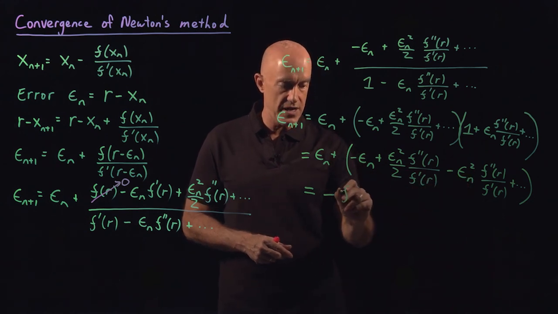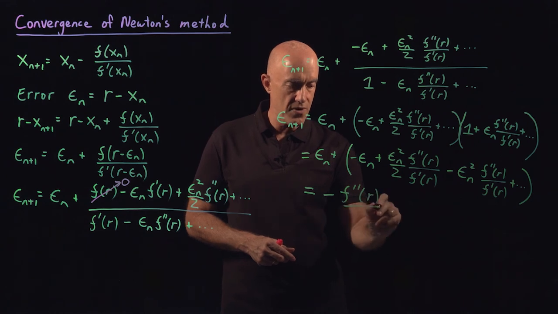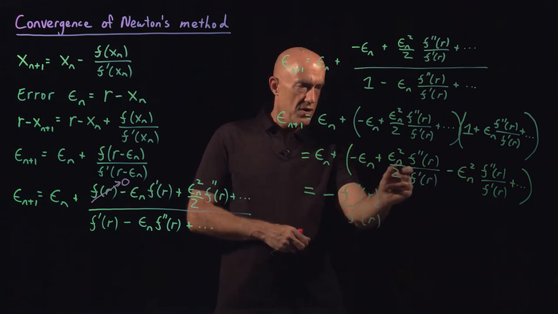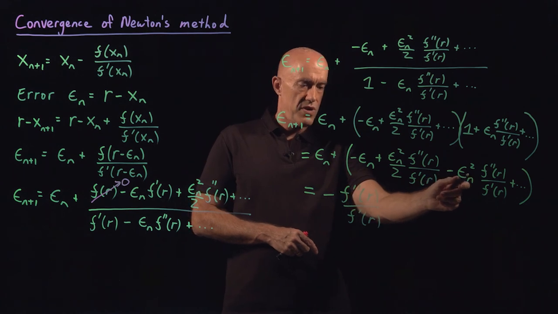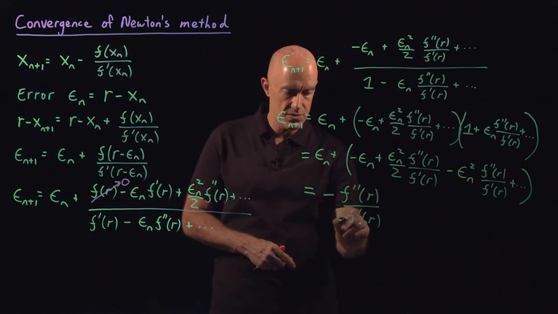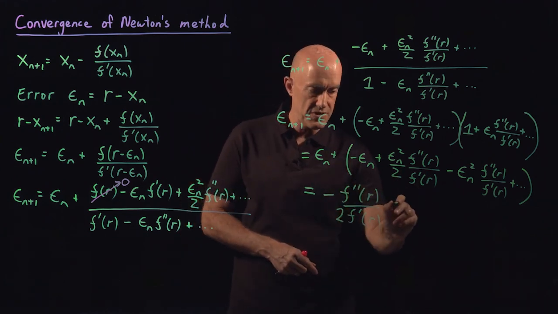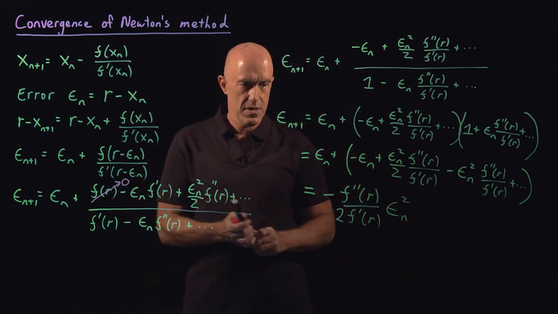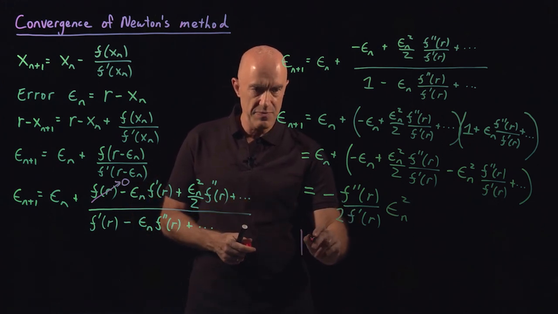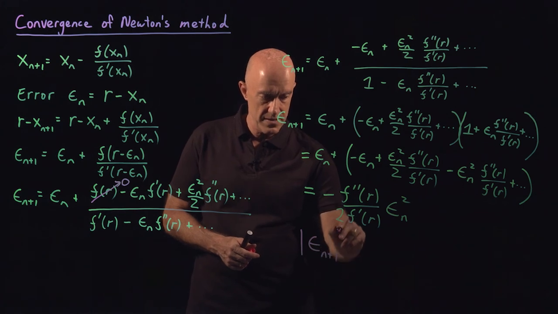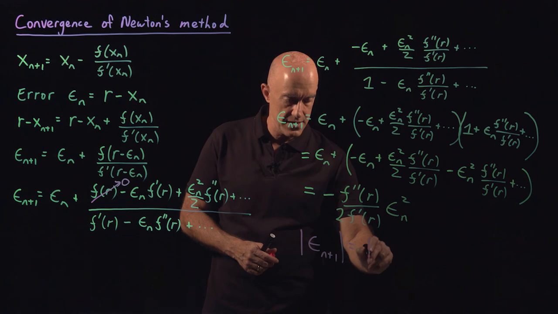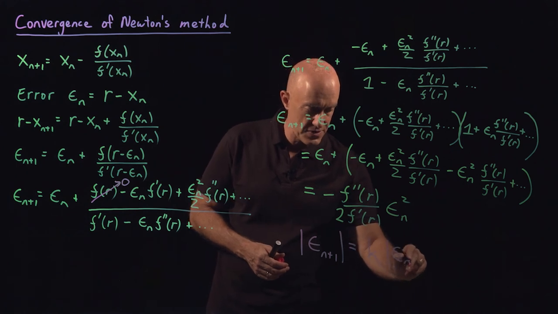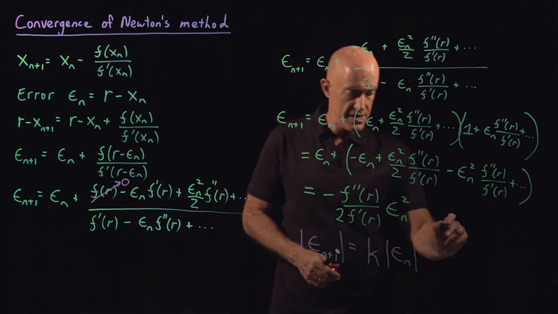Let me write the coefficient in front. So f double prime of r over f prime of r. And then there's a factor of 2 here. So epsilon n squared over 2 minus epsilon n squared is minus epsilon n squared over 2. So the factor of 2 here. And then we have an epsilon n squared. Okay? So our conclusion here, let me write it in a different color, is that the absolute value of epsilon n plus 1 is equal to some positive constant k given by this factor here, times the absolute value of epsilon n squared. So this method is order 2.